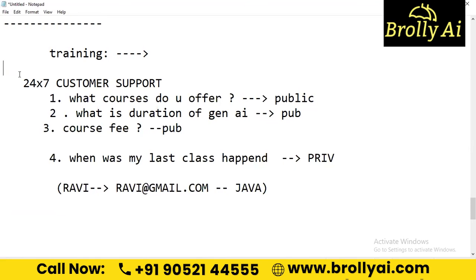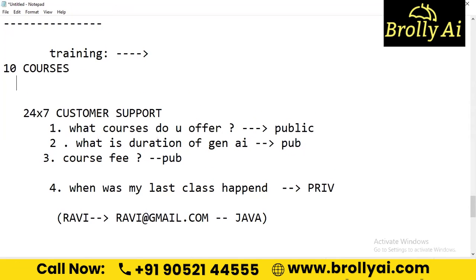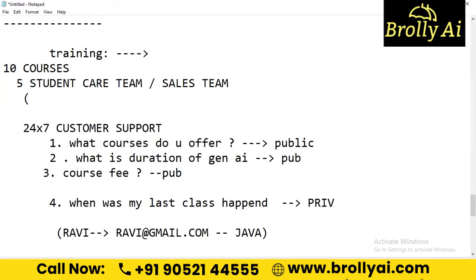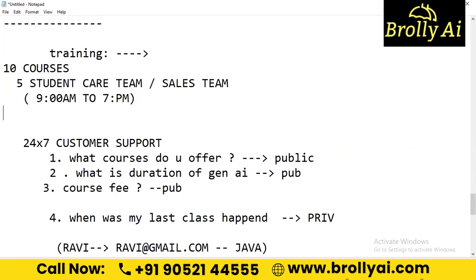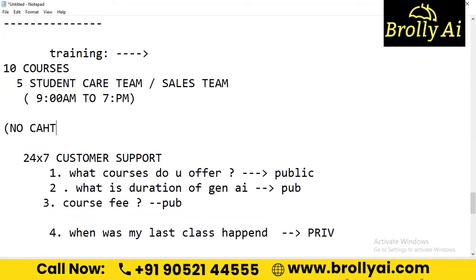Let's have a little 5 minutes discussion. Let's talk about only this business, sir. In my business, we have 10 courses, and we have a 5-member student care team, or sales team, let's say sales team or information team. We have 5 sales people. Their working timing is generally 9 a.m. to 7 p.m. The case is that no chatbot is implemented for my business. This is the current story.